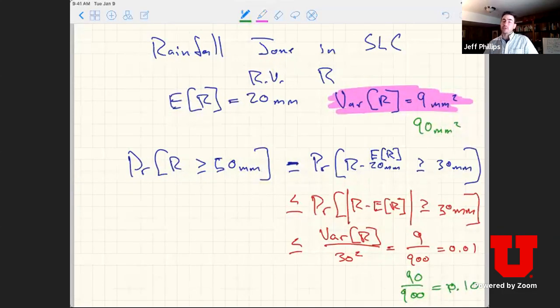10%, which is still better than I get with the Markov inequality. If it was 900 millimeters squared, then it would not be very helpful. I would get a value of 1 here, right? So if you don't have a good bound on the variance, then it's not going to help you. But if you do have a good bound on the variance, then you can get a better bound on these extreme tails of these probability distributions.